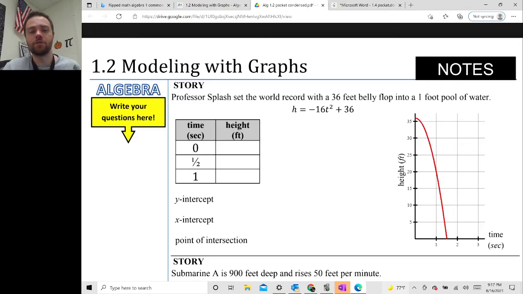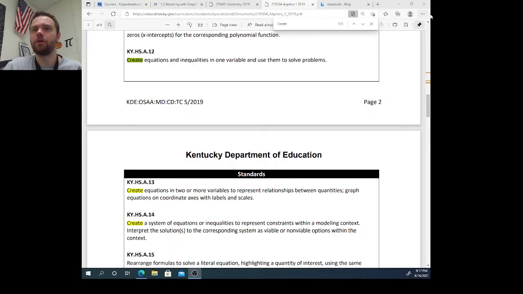Okay, so this is just to go along with the lesson, the exact same lesson we're going to be doing in class. So I'm going to do my best to walk you through this, but as always, I want to go over the standard. Your standard is to create equations in two or more variables to represent relationships between quantities, graph equations on coordinate axes with labels and scales.